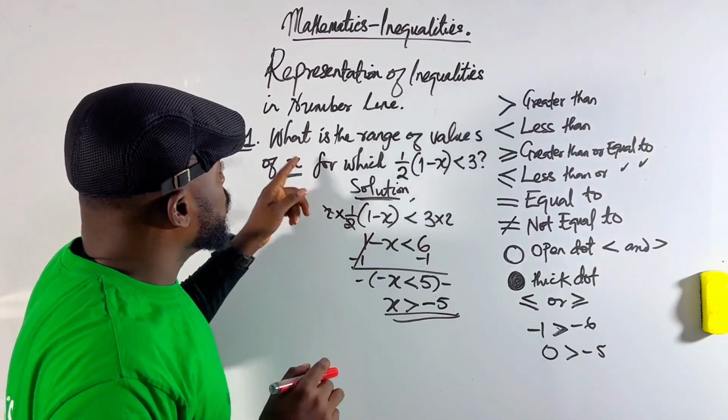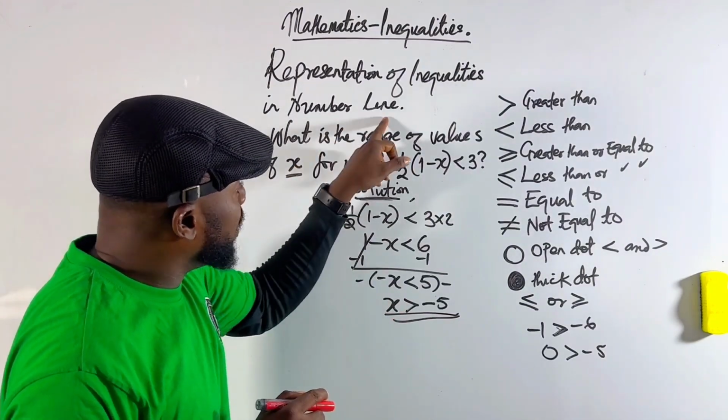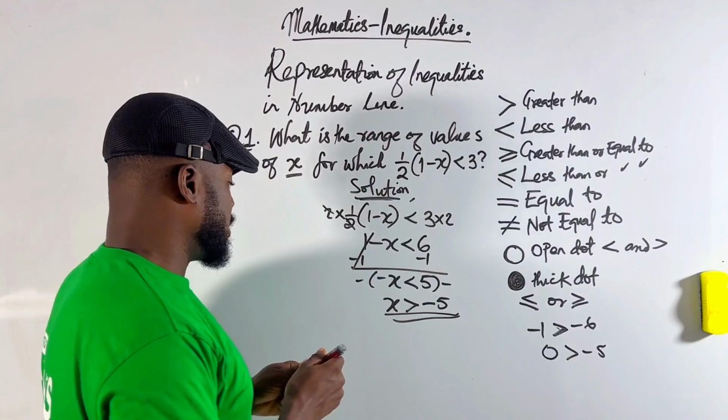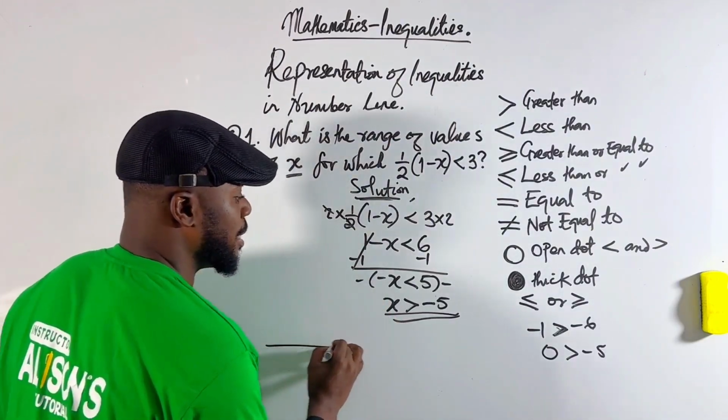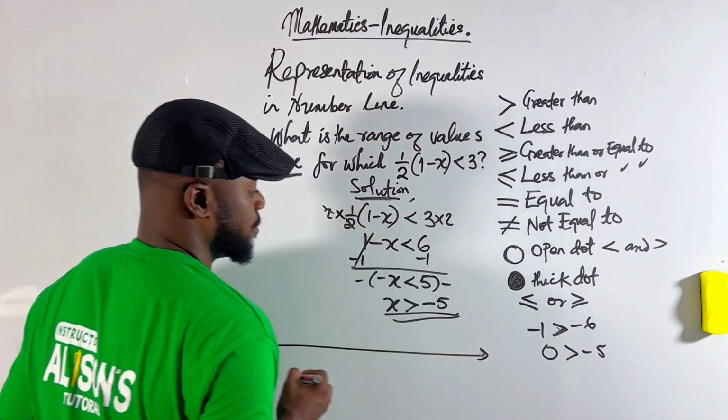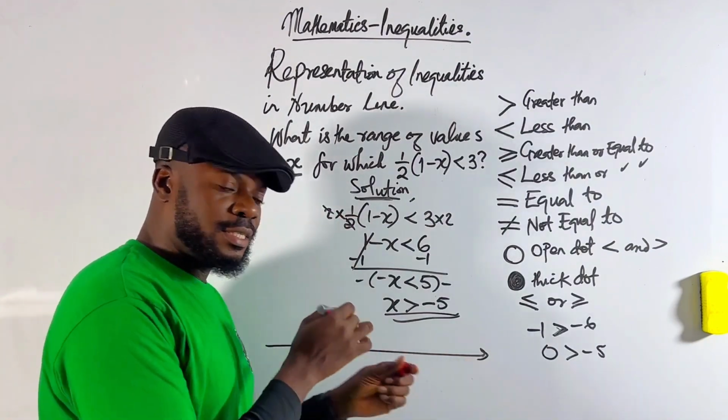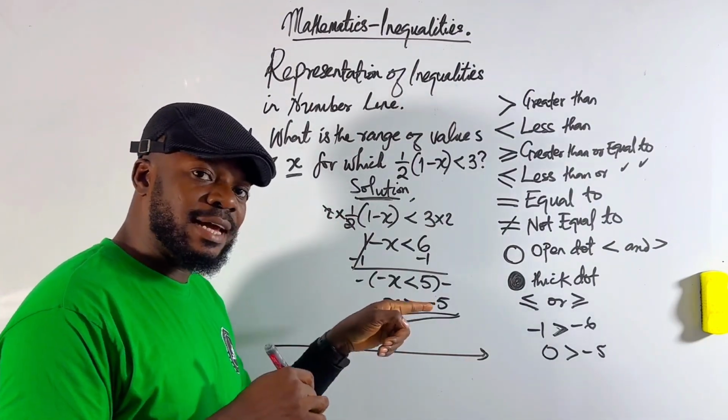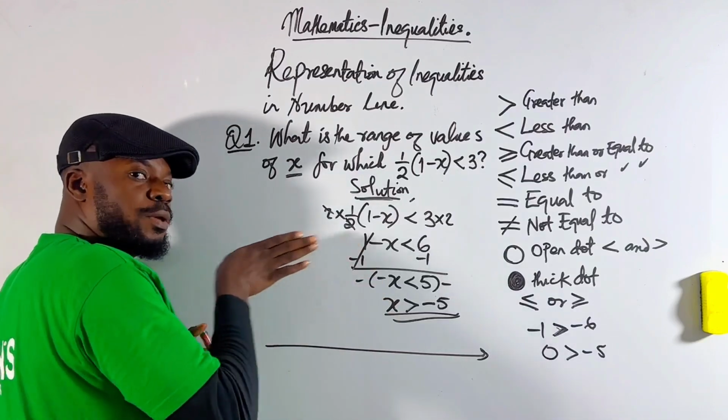But we need to represent this particular one on a number line. What is this number line? It is just a straight line, nothing there, just a straight line like this. See why I put this arrow on this side: because they say x is greater, and greater means something big, so it goes this side.